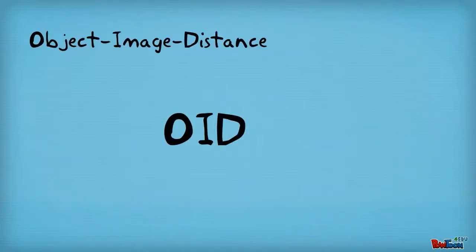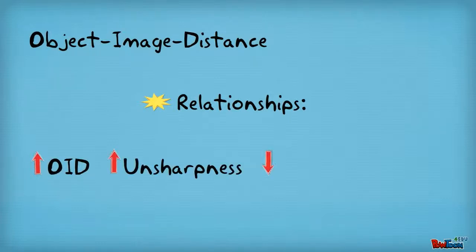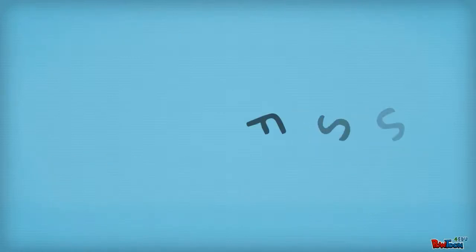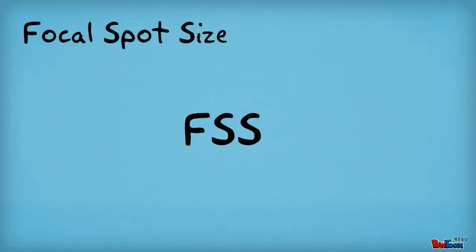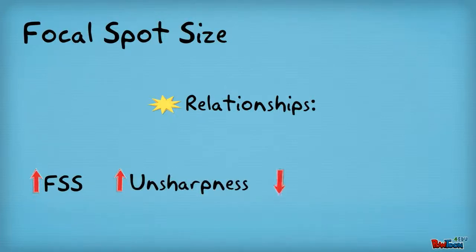Now, when it comes to OID, or object image distance, the relationship with detail is as follows. An increase in OID increases unsharpness, which decreases recorded detail. Also, an increase in OID will increase size distortion or magnification. Focal spot size, FSS, also has a relationship with detail. As focal spot size increases, recorded detail decreases and unsharpness increases.